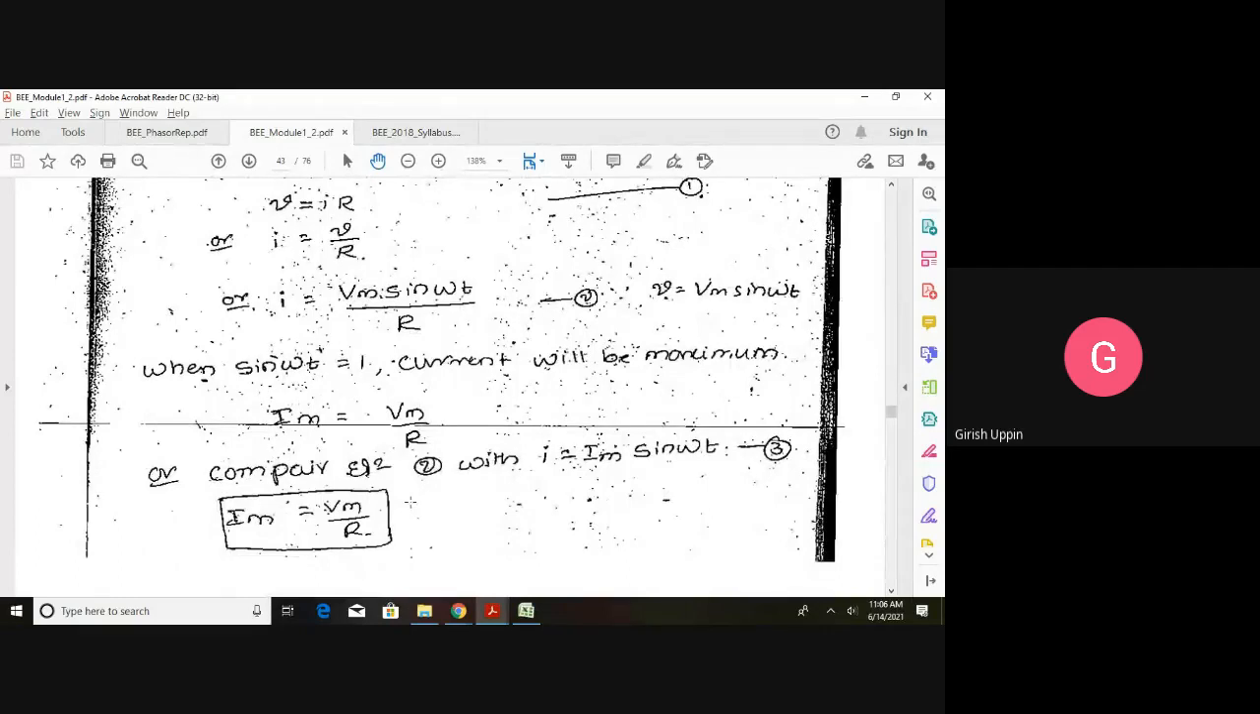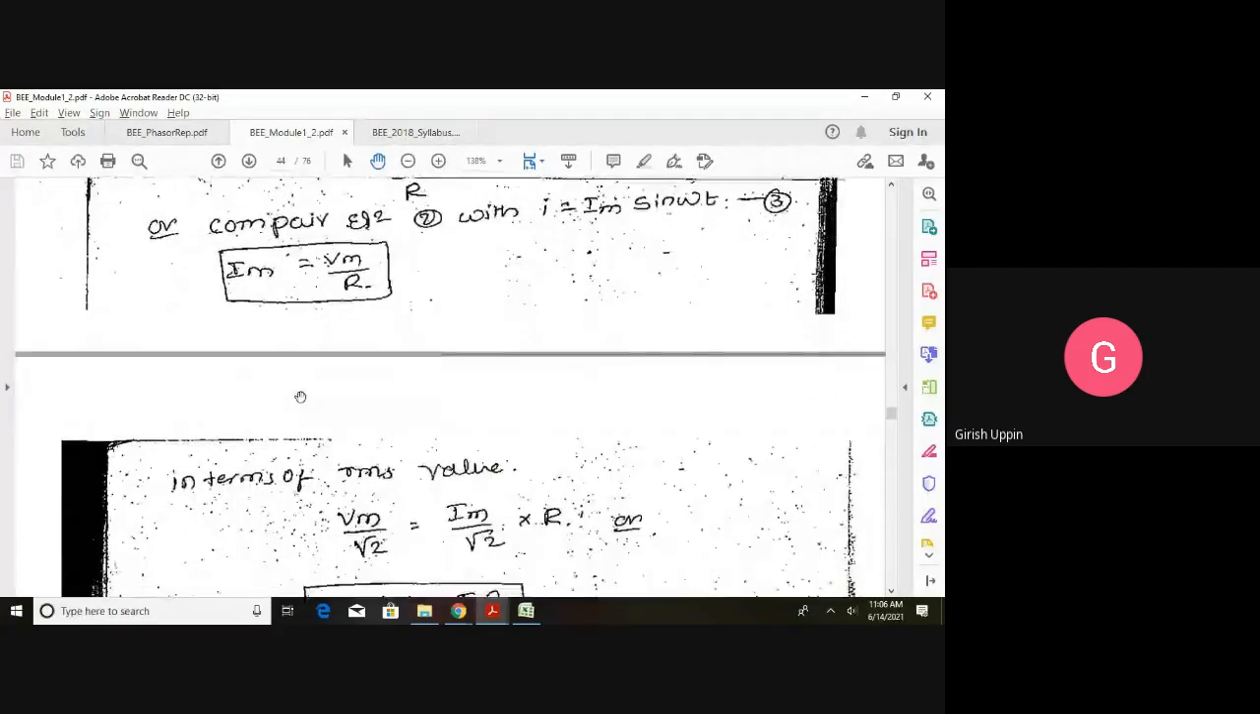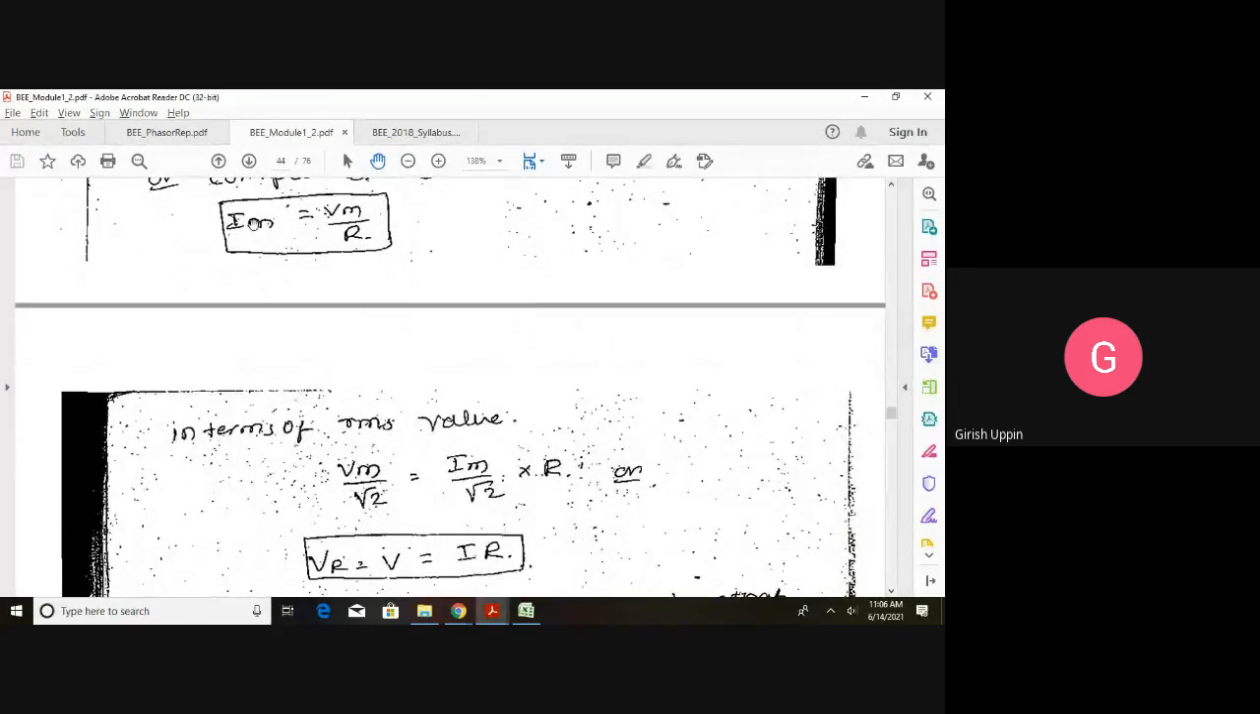Suppose Vm is 240 and resistance is 10 ohm, 240 divided by 10, that is 24. If applied voltage is V is equal to 240 sin omega t and resistance is 10 ohm, then the resulting current is I is equal to Im, that is 24 into sin omega t. Now, you can see Im is representative of the peak value of the current, Vm is the peak value of the voltage.